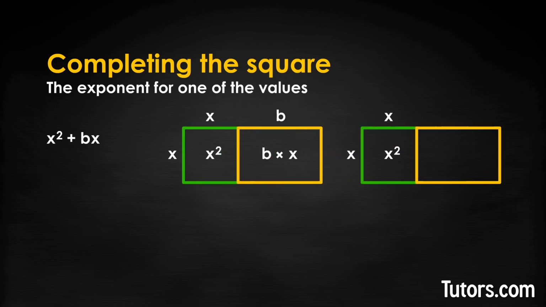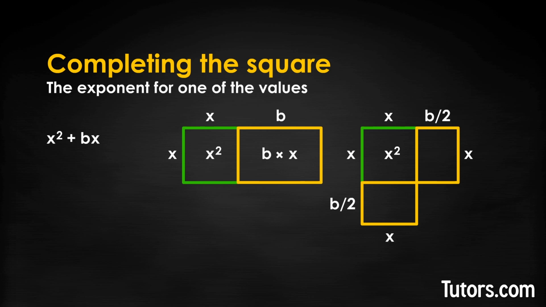To make better sense of that rectangle, divide it equally between the width and length of the x squared square. That would make each rectangle b divided by 2 times x. The new almost square is x plus b divided by 2, but we are missing a tiny corner, which would have a value of b divided by 2 times itself, or b divided by 2 squared. That last step literally completed the square.